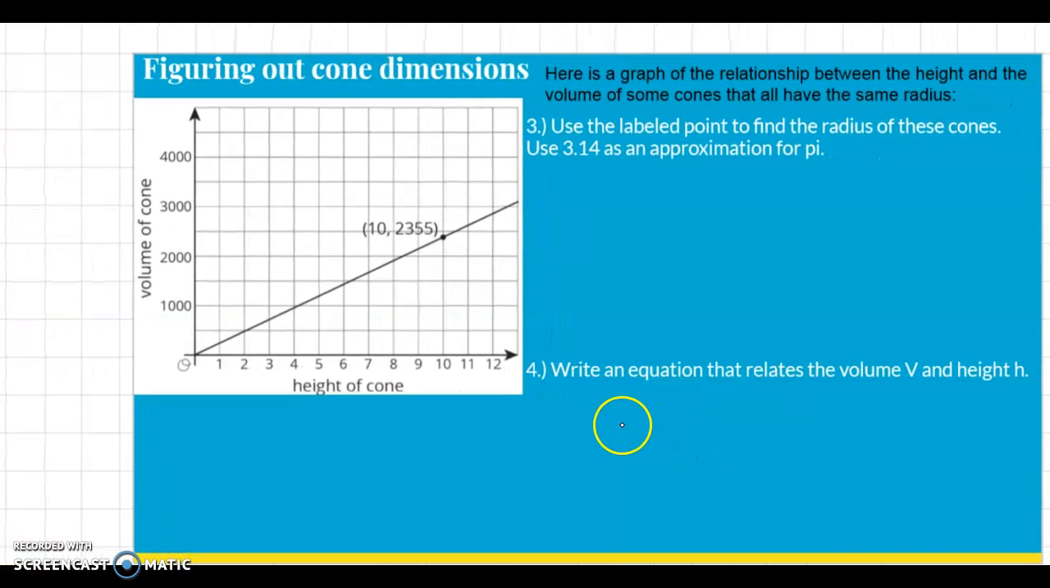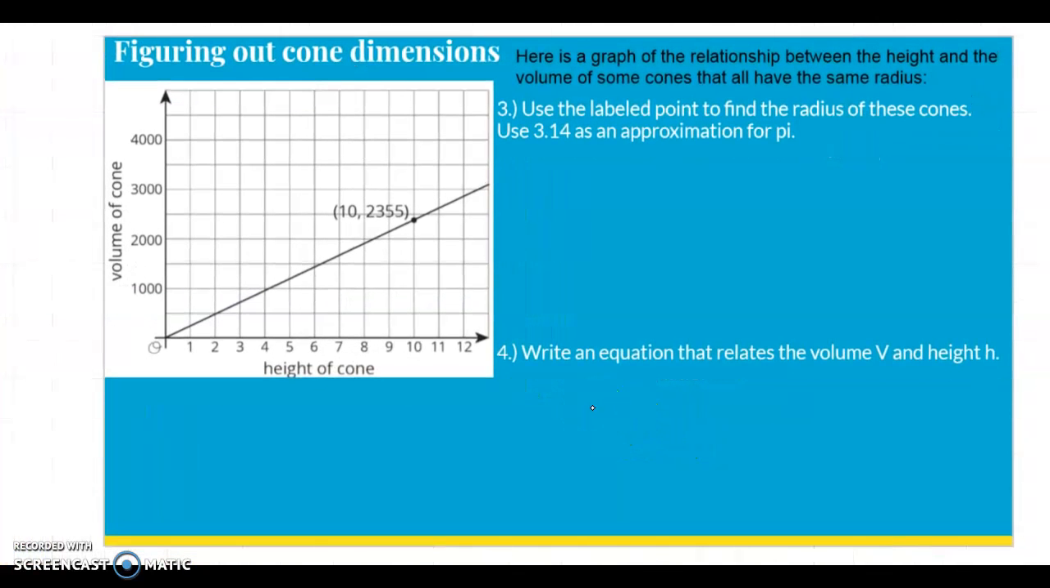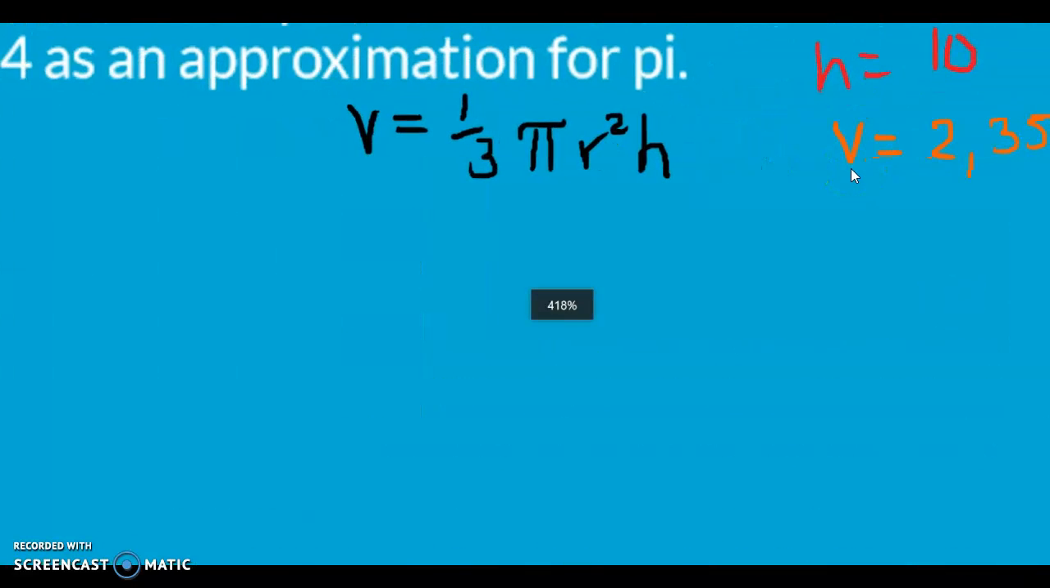Our other questions are. It says use the labeled points to find the radius of these cones using 3.14 as an approximation. Well, I know the volume of a cone is V equals 1/3 pi r squared times my height. So I know my height is 10 and my volume is 2,355. So I'm going to zoom in here so you can see.